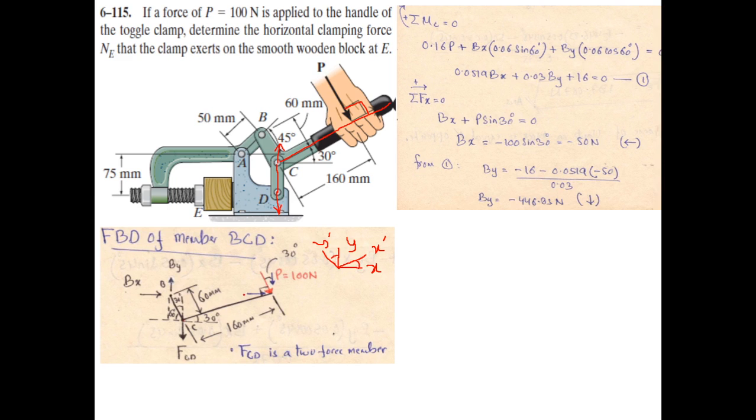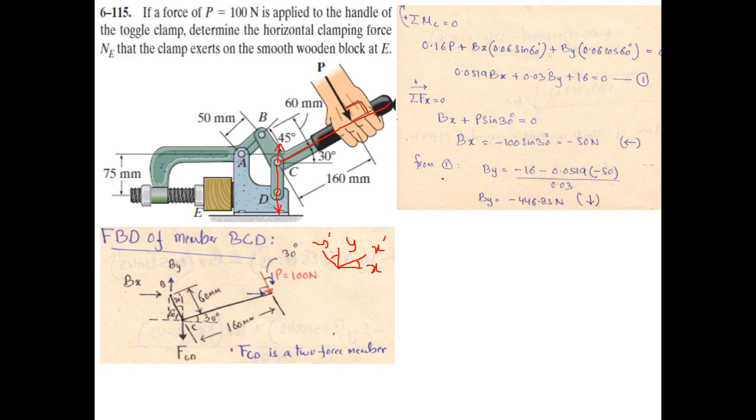So it is also acting in the positive x direction. So it's P sine of 30, Bx equals 0, and from this equation we get that Bx is minus 50 Newton. And this minus sign is showing us that our initial assumption of this direction was not appropriate. It is acting in the reverse direction.